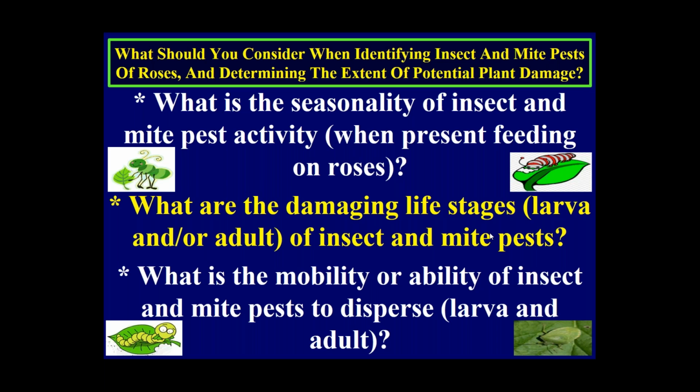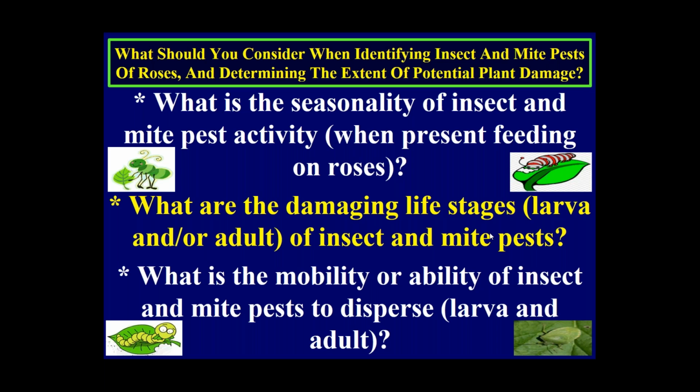So number one is, what is the seasonality of insect and mite pest activity? We have insects and mites that occur early on, those occur in the summertime, and those occur in the fall. So understanding the season will be very helpful in diagnosing a problem on roses.